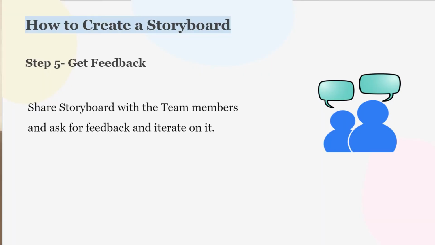Okay, with this we have reached the final fifth step, which is to gather feedback. Share the storyboard with team members and ask for feedback and iterate on it. For that reason, I always insist on creating low fidelity storyboards, which help you to get feedback and iterate on your storyboard. So guys, in this 3-part series, we discussed what a storyboard is, what the 4 major components of a storyboard are, and how to create a storyboard.